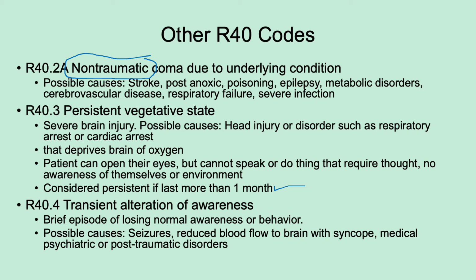Finally, we have transient alteration of awareness, a brief episode of losing normal awareness or behavior. This could be seizures, reduced blood flow to the brain with syncope, fainting, medical, psychiatric, or post-traumatic disorders. None of these codes have a 7th digit for where the patient was located when the coma was documented. Code R40.2A is a 5-digit code only. That's all there is. Codes R40.3 and R40.4 are only 4 digits. So that's all you have.